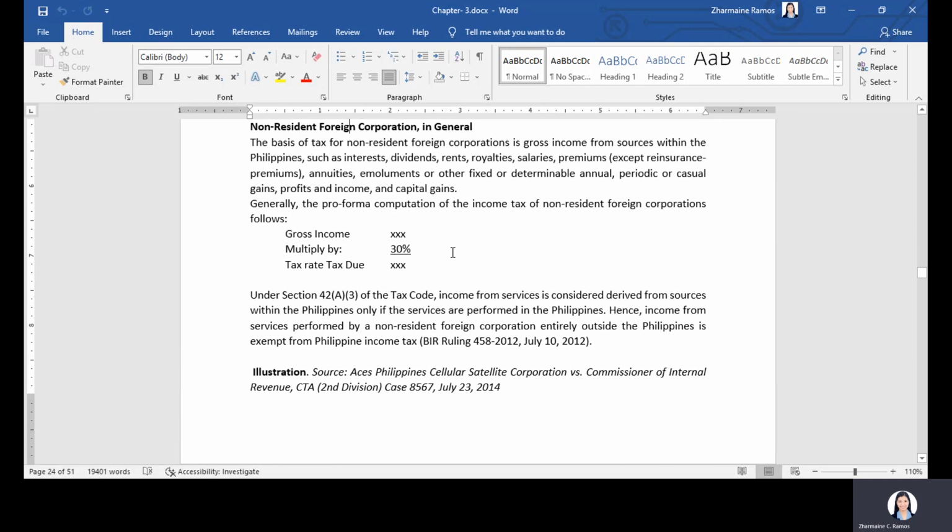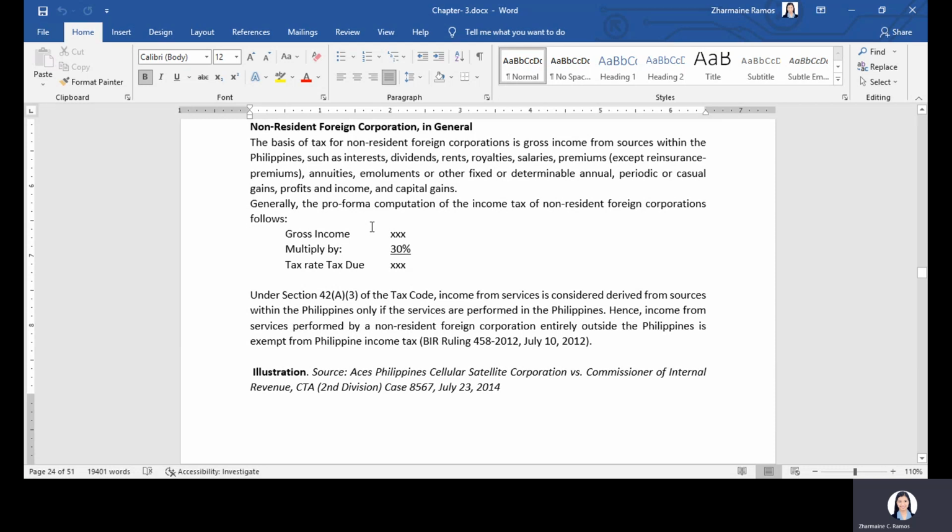So, for the non-resident foreign corporation, ang basis ng tax niya is the gross income from sources within the Philippines. So, sa loob lang ng Philippines. These are the interests, dividends, rents, royalties, salaries, premiums, except reinsurance premiums, annuities, emoluments, or other fixed or determinable annual, periodic, or casual gains, profits and income, and capital gains. Pero dapat within the Philippines kasi we're talking about the non-resident foreign corporation.